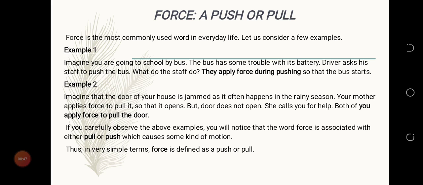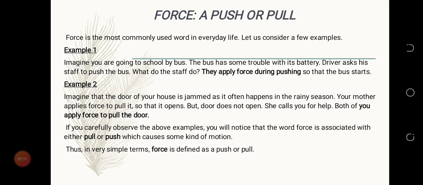Example 2. Imagine that the door of your house is jammed, as it often happens in the rainy season. Your mother applies force to pull it so that it opens. But the door does not open. She calls you for help. Both of you apply force to pull the door.